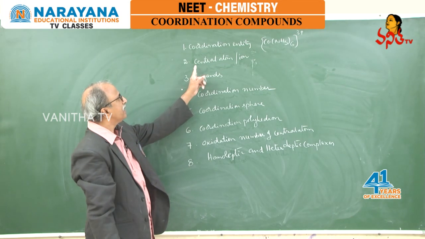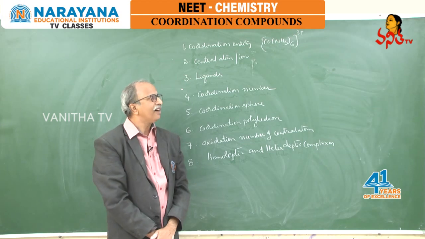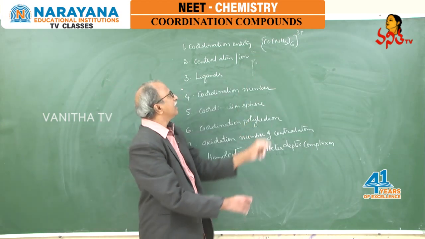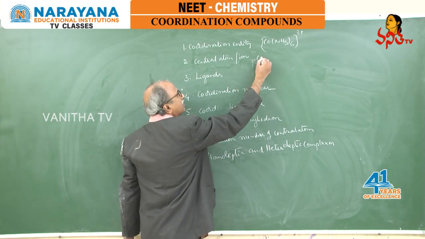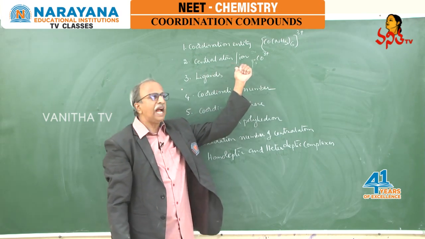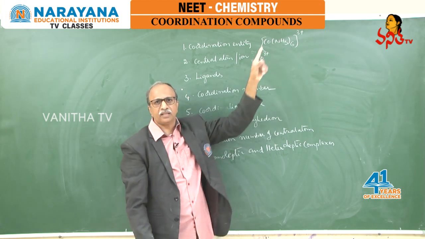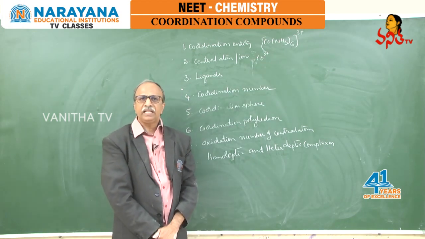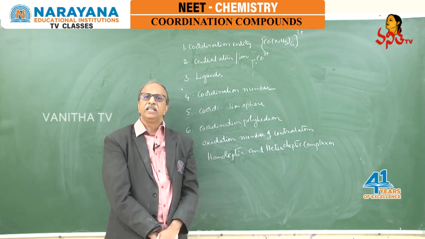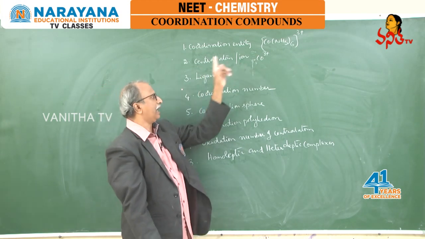The second one is central atom or ion. Here, in the formation of this complex, the metal atom or ion, in this example Co3+, is called the central atom or ion, which is bound by the species through the secondary valencies and behaves as a single unit.